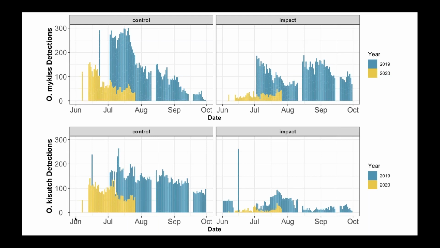We had almost 100,000 detections that year and much fewer in 2020. And you can also see a strong decline in movement as flows become lower, which makes sense. Interestingly, the decline in movement was different for these two species, and steelhead, Oncorhynchus mykiss, seemed to have a stronger response to declining flow in their movement patterns than the coho salmon did.